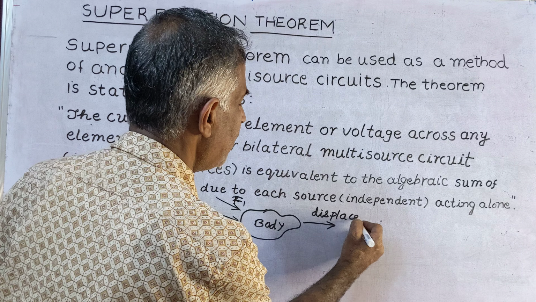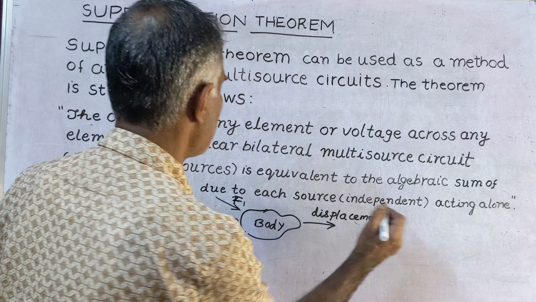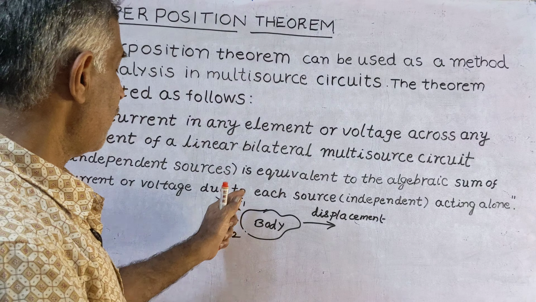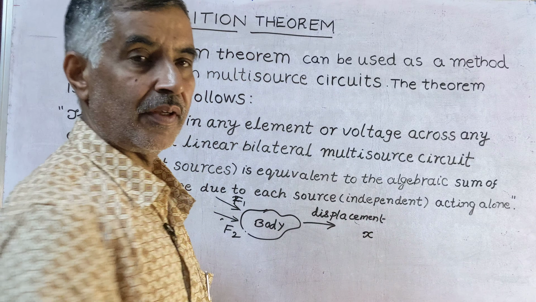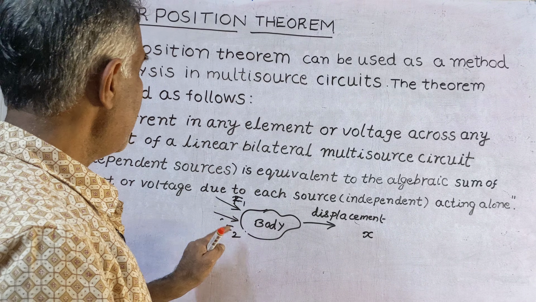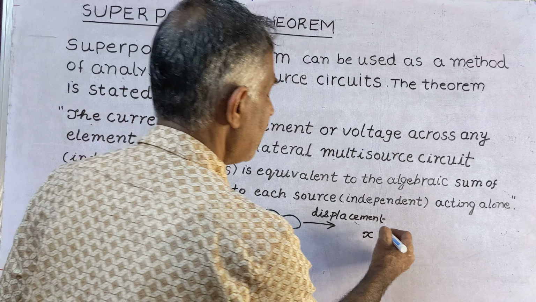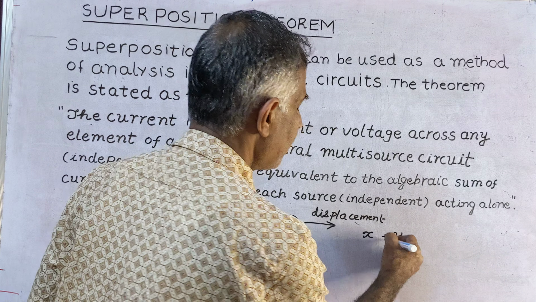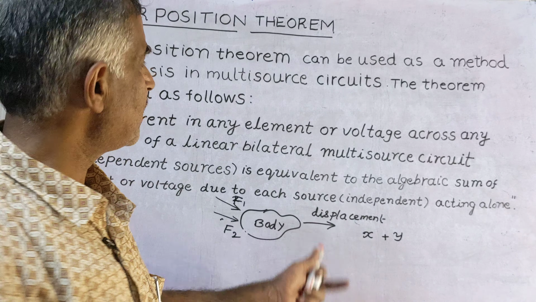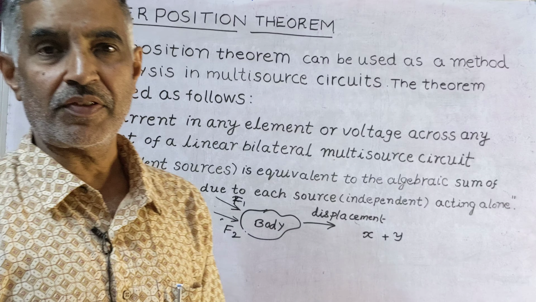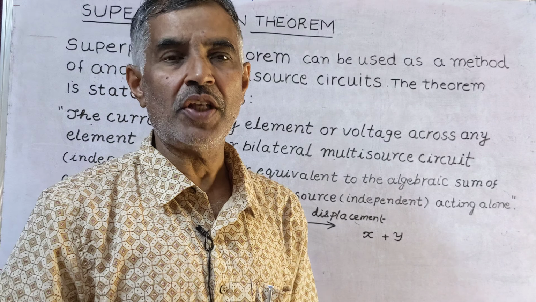And how do you find the displacement using superposition? You can use the superposition theorem. First, consider F1 alone. Calculate the displacement, let it be x. Next, consider F2 alone. Calculate the displacement y. Then add. On adding the individual displacements, you can find the total displacement. Very similar to this, we have the theorem known as the superposition theorem.